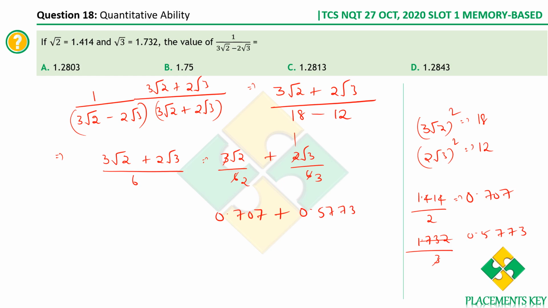Okay, and let's add these two, because we are supposed to find this value, right, effectively. So 0.707 plus 0.5773. So we get the value as 1.2843. And that is exactly given in option D. So this question is as simple as writing the conjugate and then eliminating the surd in the denominator.